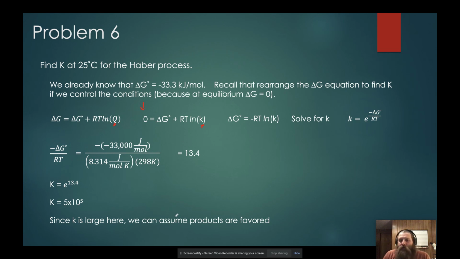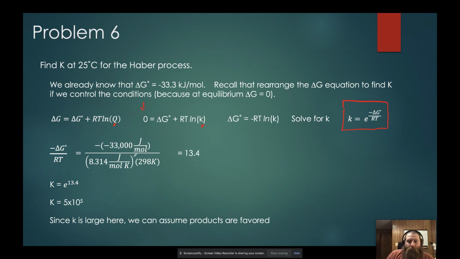Now, I like to solve these problems in 2 steps once I have my equation. Also, just as a side note, I think this is on the constant sheet. If it's not, you can just memorize the equation for K. You don't have to solve for it every time. Anyway, I like to solve it in 2 steps. First, I solve my exponential side, and then I set e to that answer. So negative delta G prime over RT.